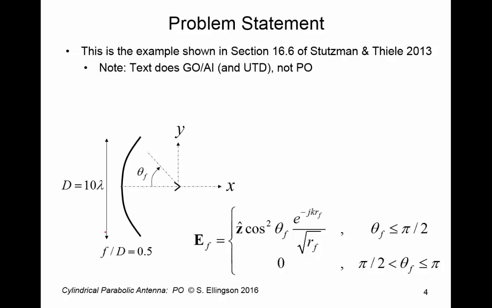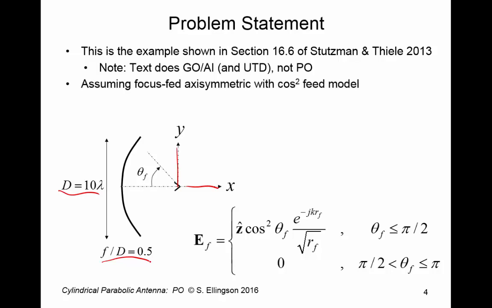In any event, we have a coordinate system, x and y, as we are prone to use in two dimensions. The reflector is defined to be 10 wavelengths across, so electrically large to be sure. An f over d ratio of 1/2, so that's certainly within the reasonable range of f over d's. Focus fed and cosine squared. So there's our cosine squared, and we're using the traditional feed coordinate system.